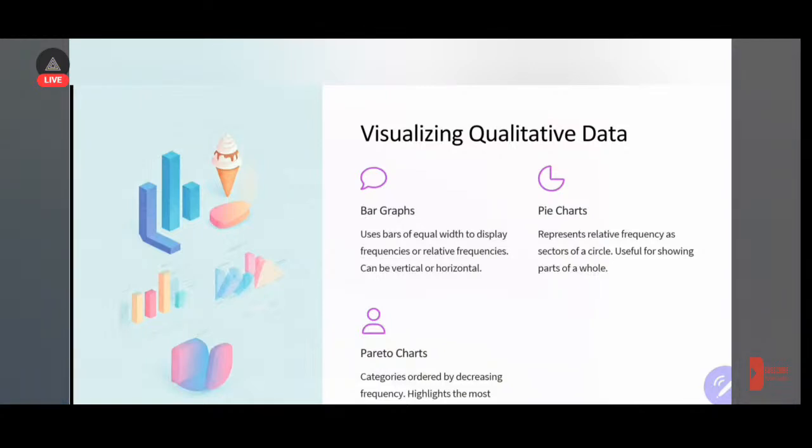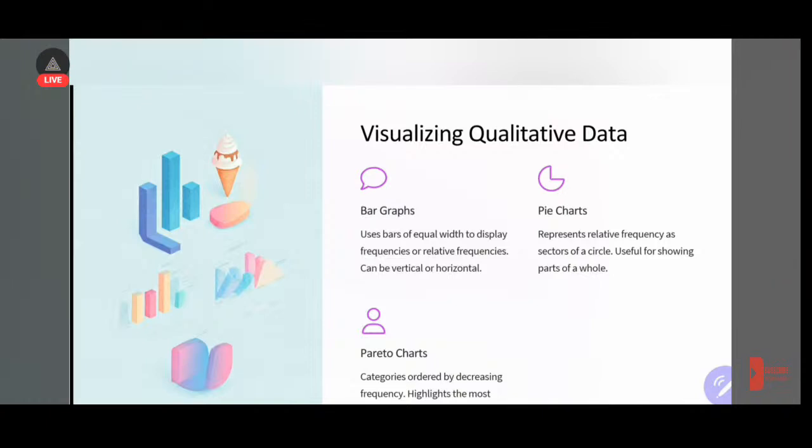Now we move straight to visualizing the qualitative data. How do we visualize our qualitative data? First thing, we talk about the bar graphs, and also we talk about the pie chart and the Pareto. Under the bar graph, it can be classified as bar charts and histogram. And also under the bar chart, we have single bar chart, multiple bar chart. Okay, but everything is going to be under the bar graphs.